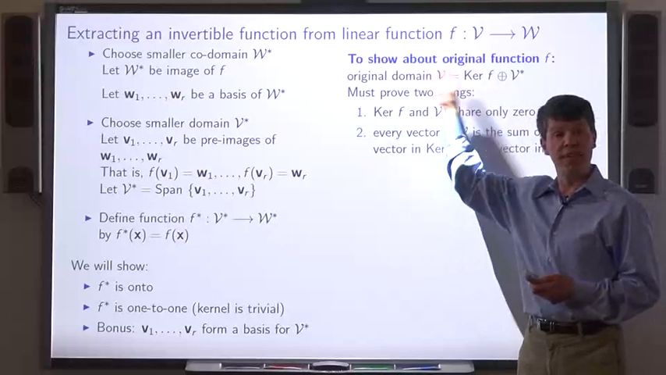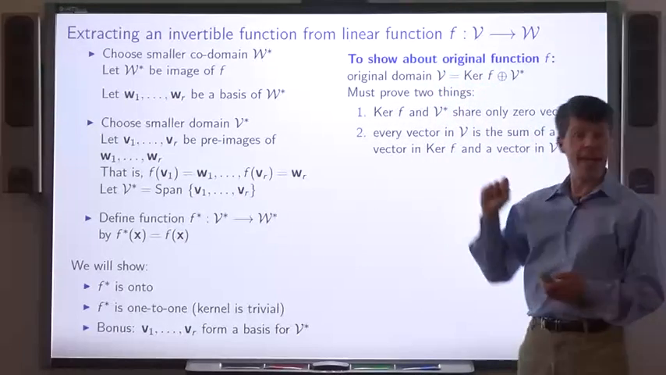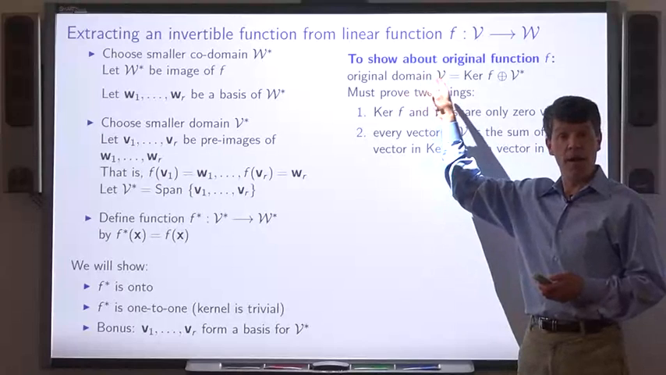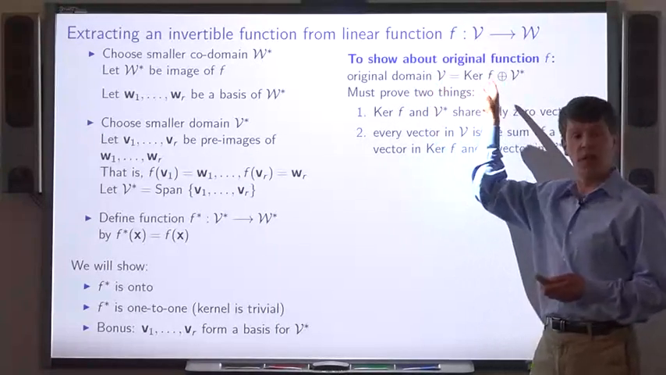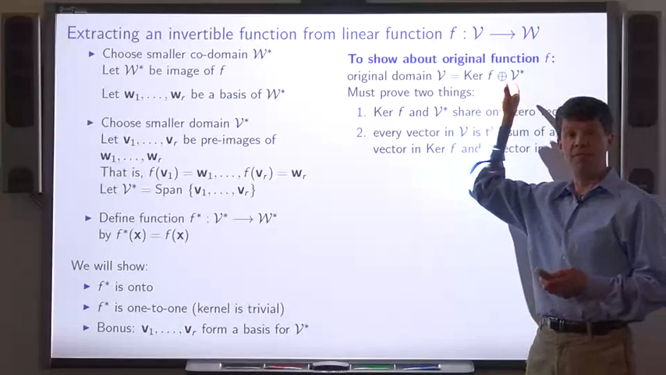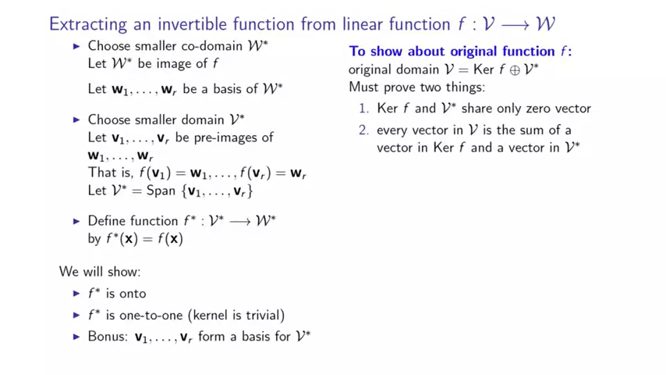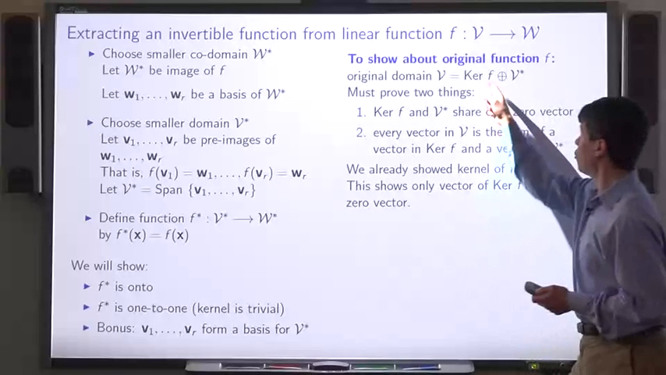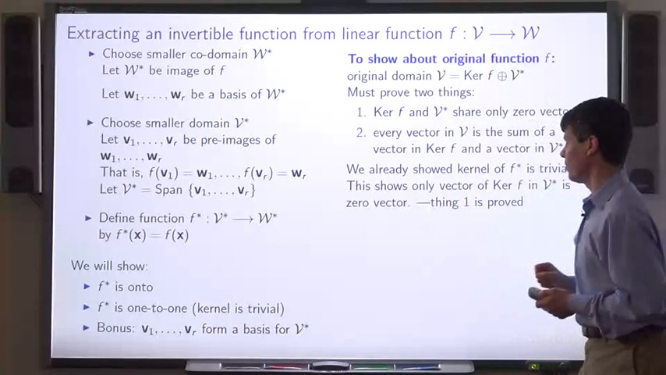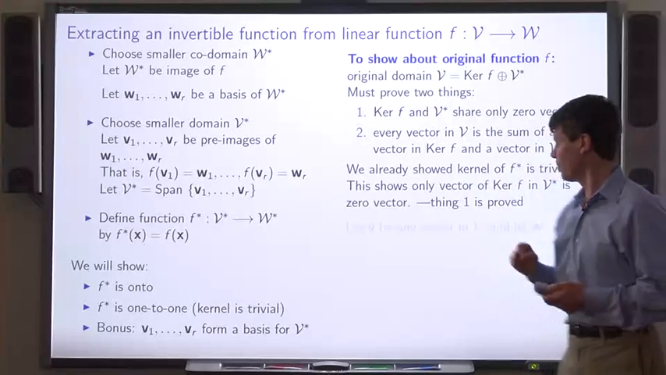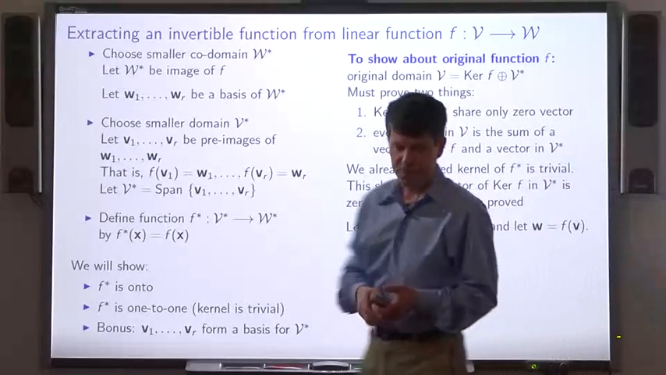To show that these two things are equal, we have to show that every vector in the original domain, big V, can be written as a sum of a vector in the kernel of f and a vector in big V star. So we already showed that the kernel of f star is trivial. This shows that the only vector in the kernel of f that's also in V star is the 0 vector. So we've proved the first thing. So now let's prove the second thing.